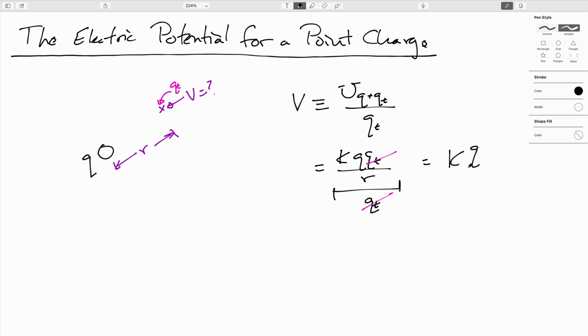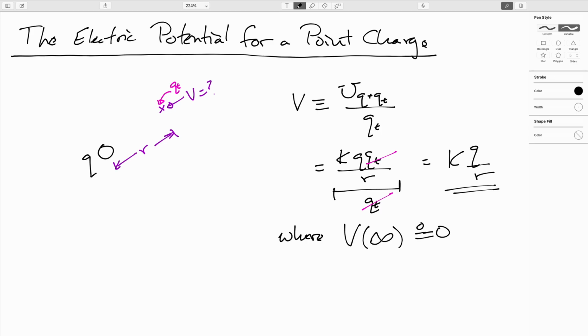So we end up with KQ over R. Or if you prefer, 1 over 4 pi epsilon naught, Q over R. And again, because we have already made the choice that the electric potential energy is 0 at infinite separation, we will have the default choice that the electric potential, when you are infinitely far away from our point charge, has been set equal to 0. The little circle over the equal sign means set equal to.